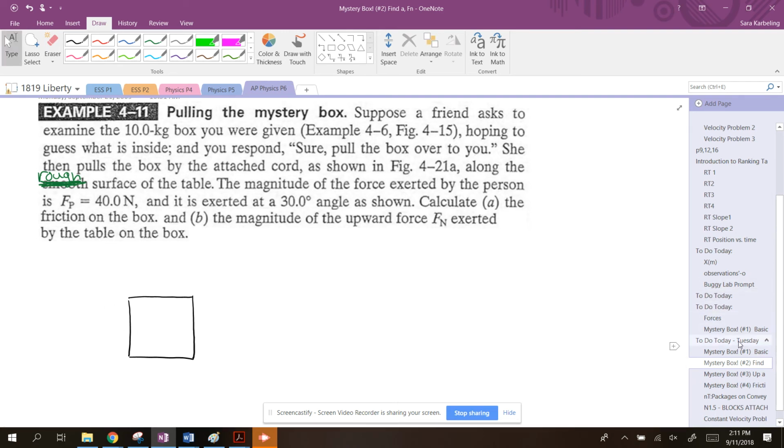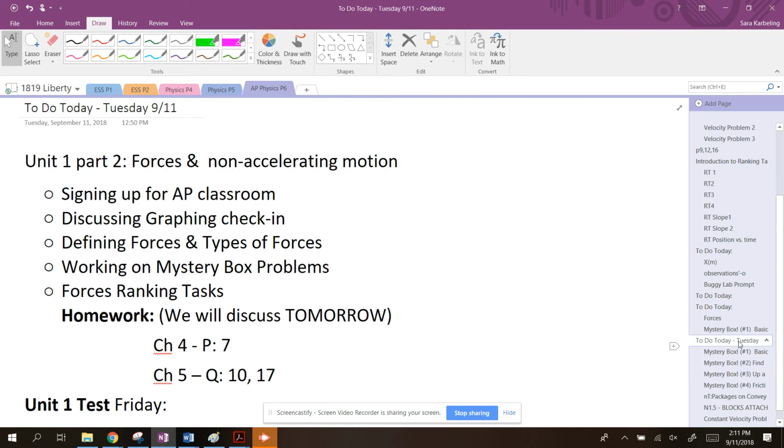We'll do this tomorrow. I do want to remind you that I am going to talk about homework tomorrow, so I want you to go through these three problems. Chapter 4, problem number 7. Chapter 5, questions number 10 and 17. First one's a problem, the second two are questions. Sound good?